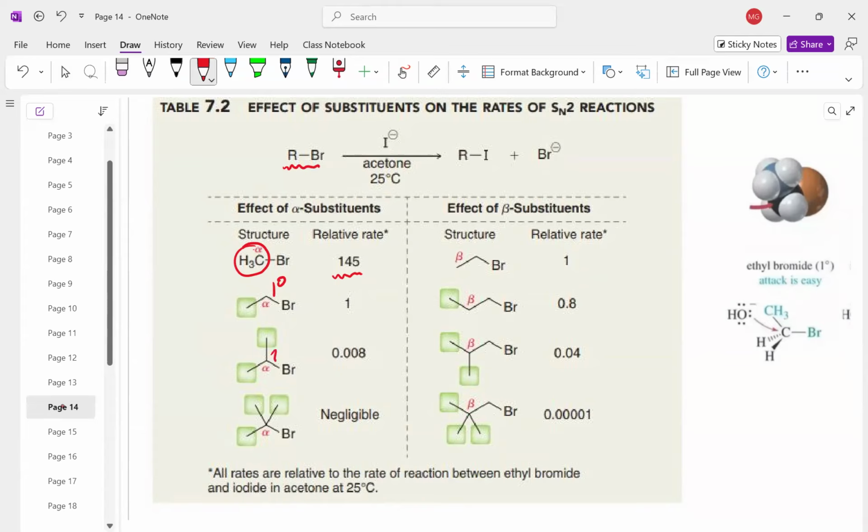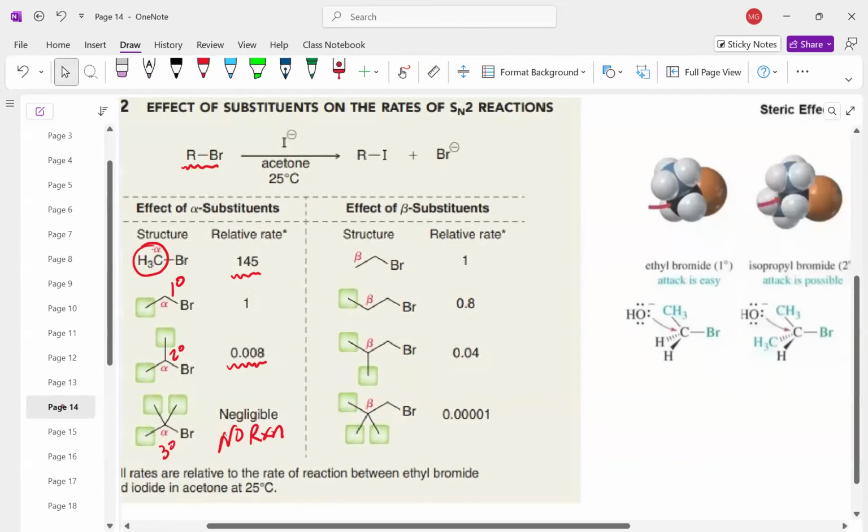If it's secondary, that's a lot slower. But if it's tertiary, there's no reaction that happens at all. So there's no noticeable substitution product. Now, let's try to explain this. This is what happens. I'd like you to also know why this happens.